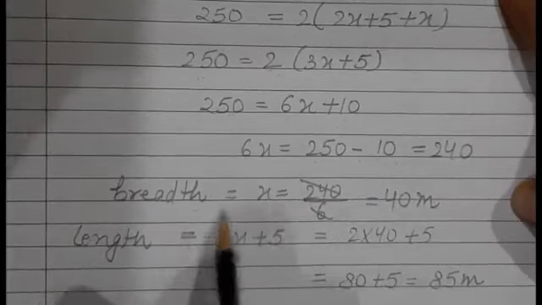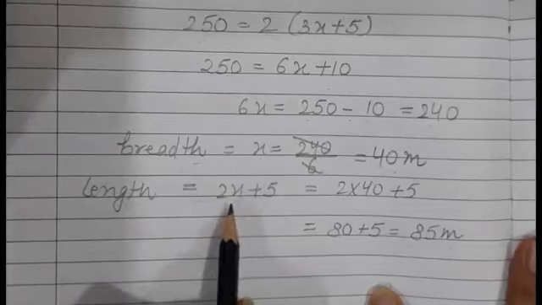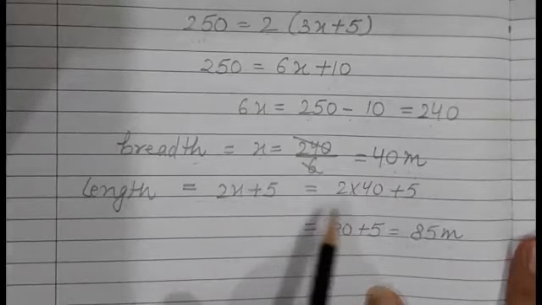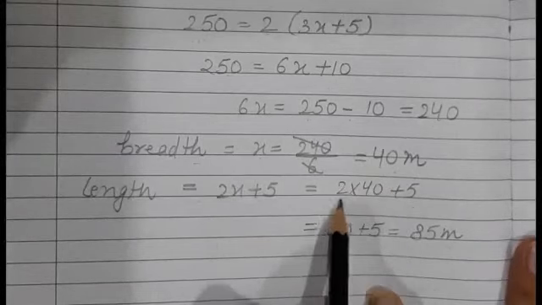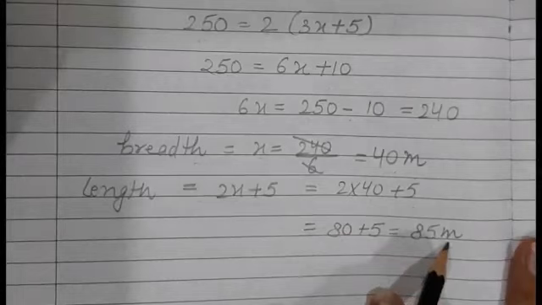That means the breadth is 40 meter. Now the length will be 2x plus 5. On putting the value of x as 40, it will be 2 into 40 plus 5. 2 into 40 is 80. 80 plus 5 is 85 meter. Right?